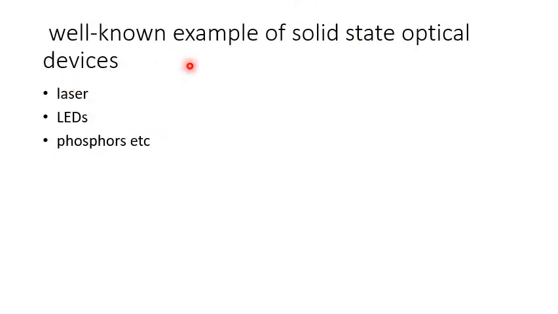On the basis of the optical properties of materials, some optical devices are made, and some of these devices are laser, LEDs, and phosphors, and we will study about these devices.